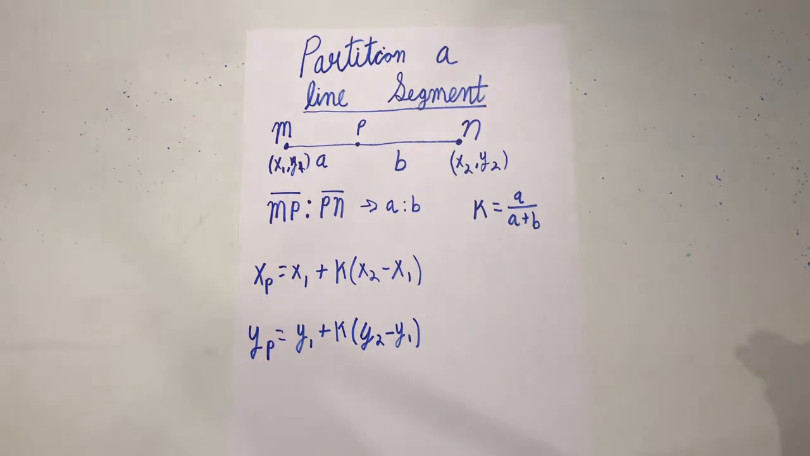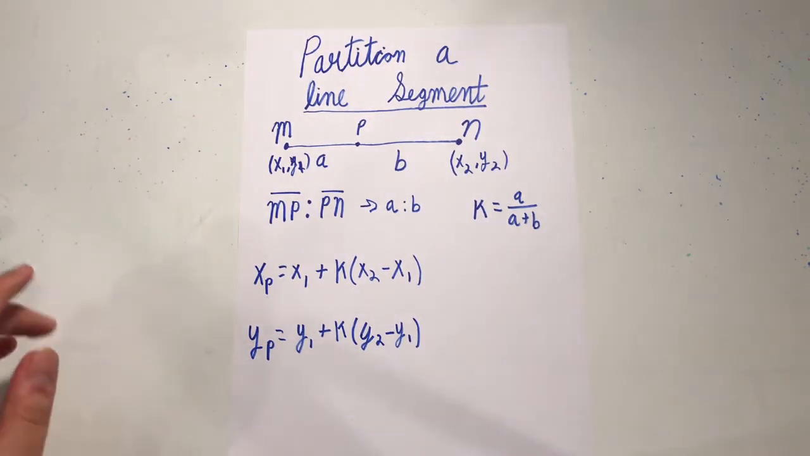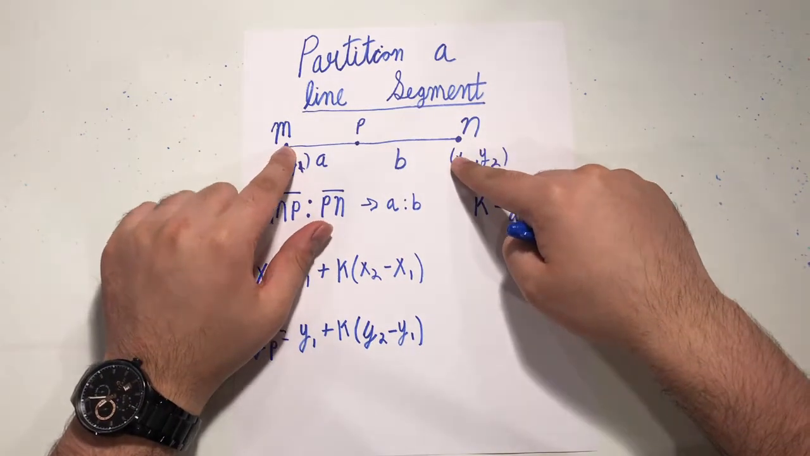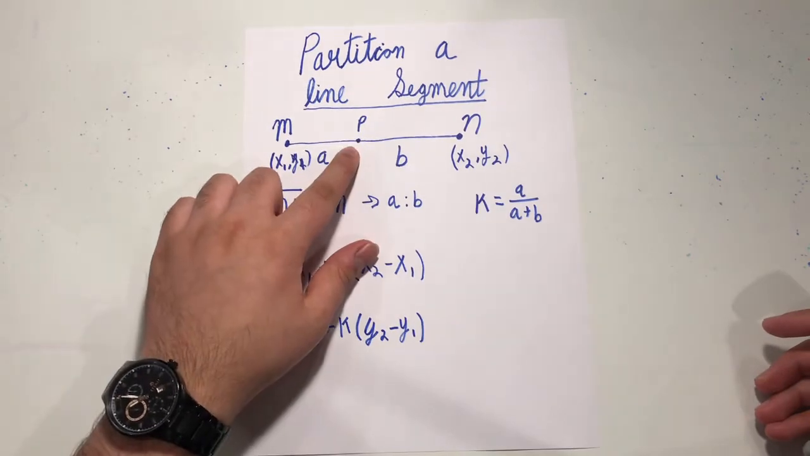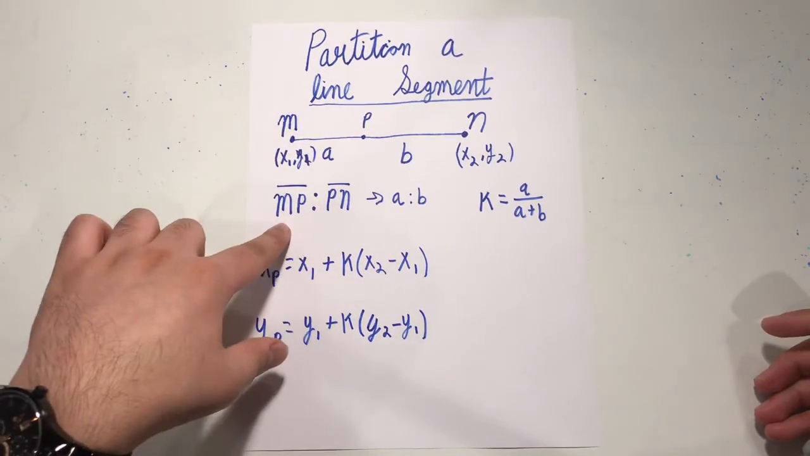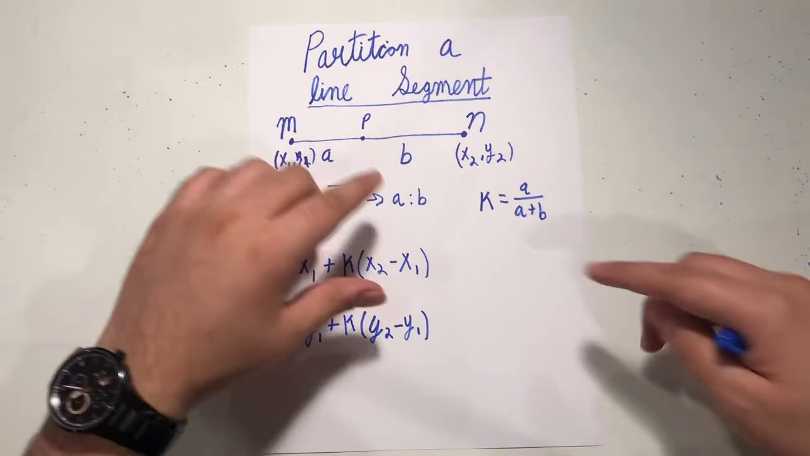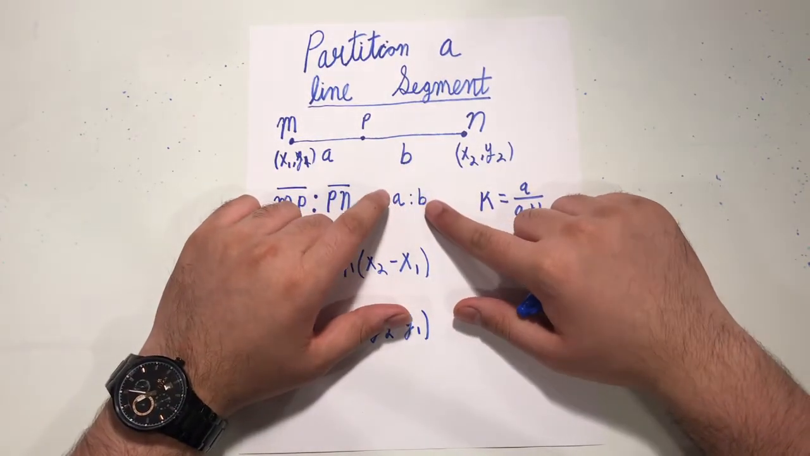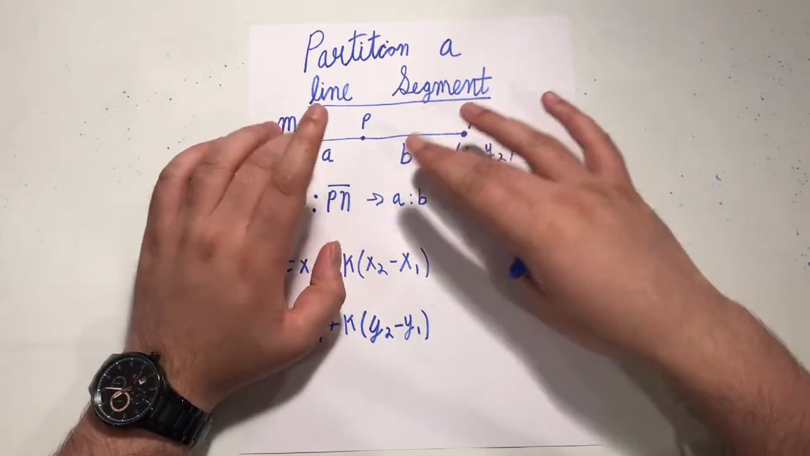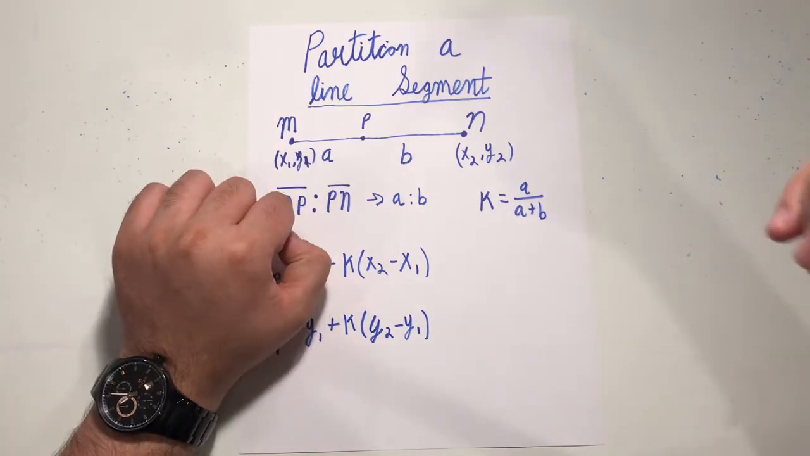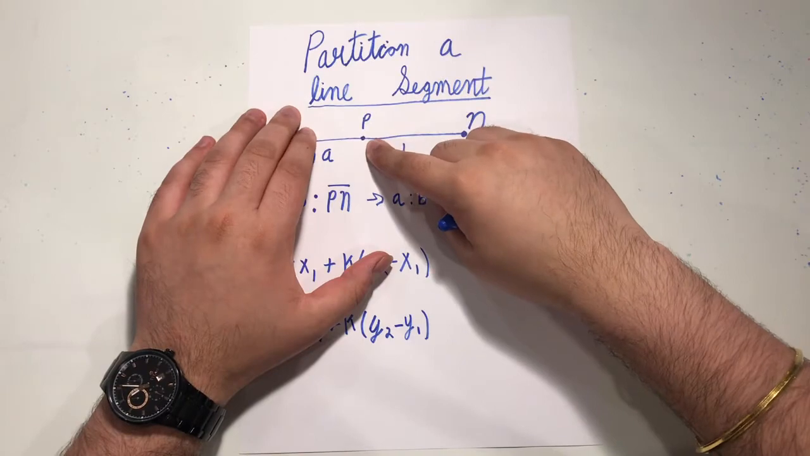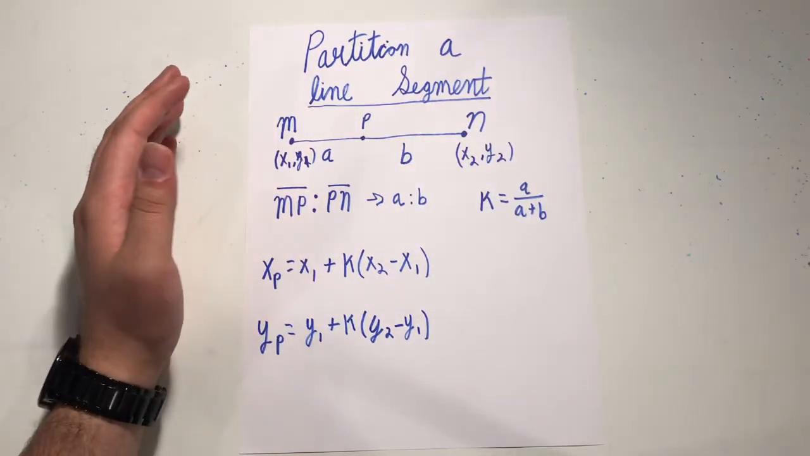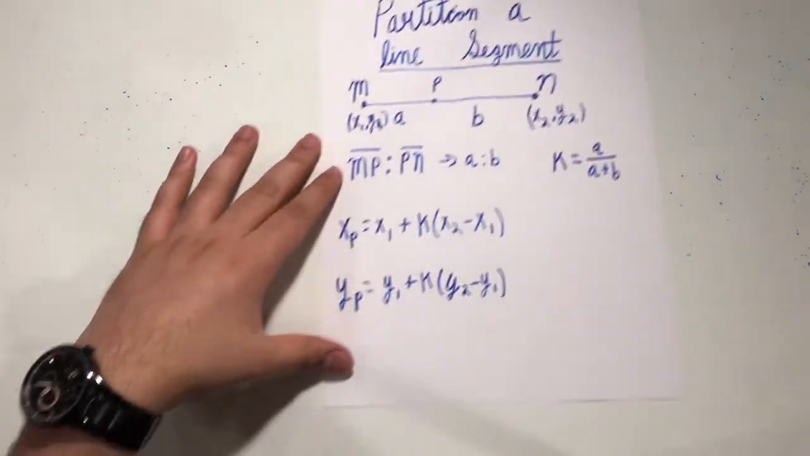Okay, so let's talk about what partitioning a line segment is. Let's say you have a line segment MN, and I say that there's a point P such that MP and PN are divided into a ratio of A to B, where these are just some numbers, right? They could be 2 to 3, 8 to 5, something like that. Then I'm asked to find the coordinate points of P. Well, that's just a pretty simple formula right here.